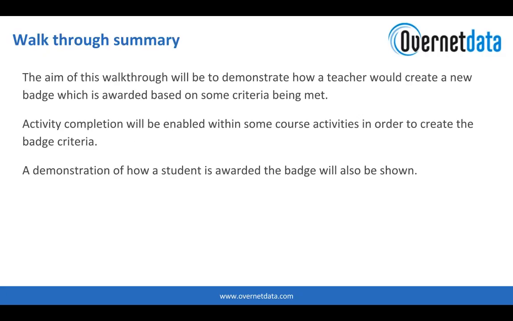Within the walkthrough, I'll be going through and demonstrating how a teacher would create a new badge. Before we create this badge, we need to create some activity completion within our Moodle course. That's something that we have to enable first of all at site level, and we also have to enable activity completion within our course. Once we've got our badge set up, we're going to log in as a student and we'll go through and try and meet the criteria so that we can see if the student will receive this badge.